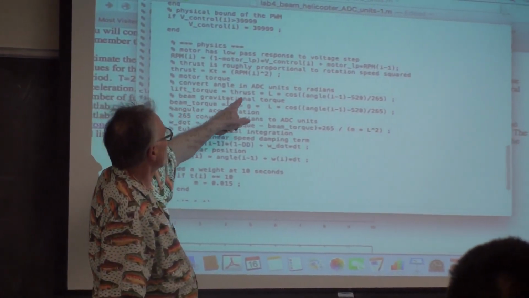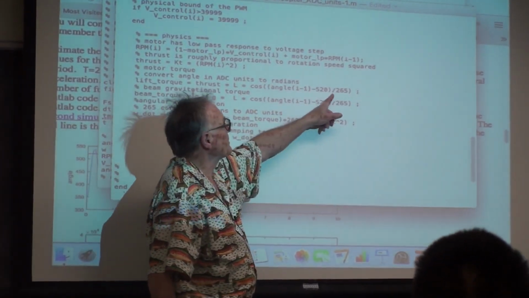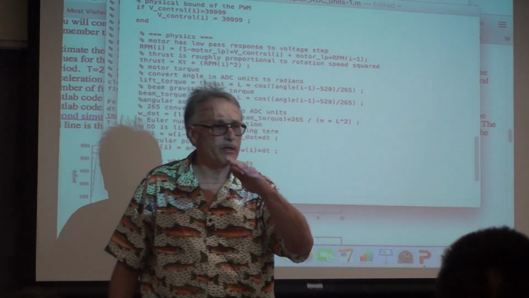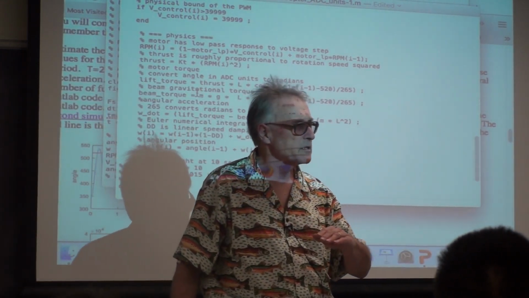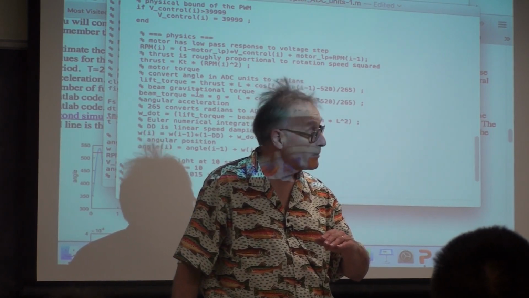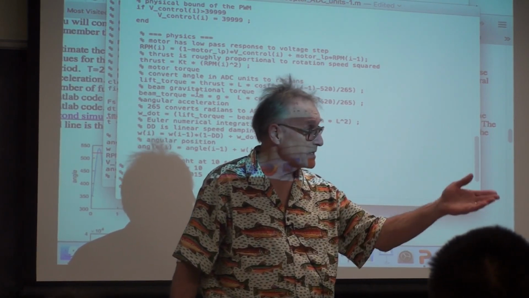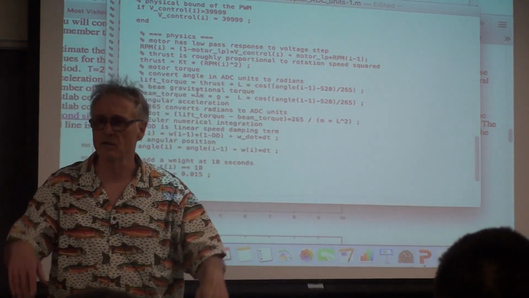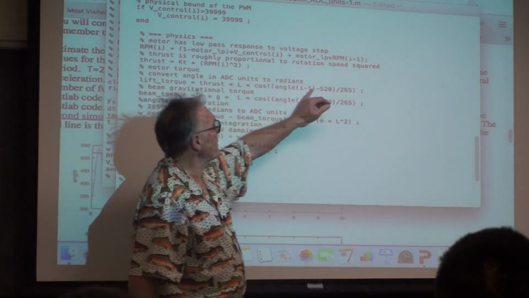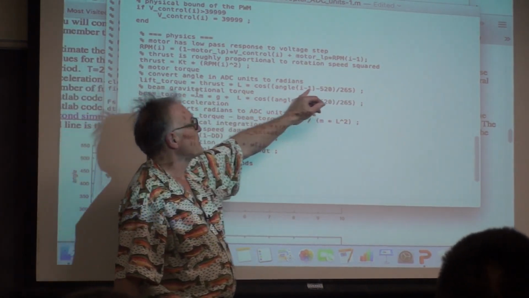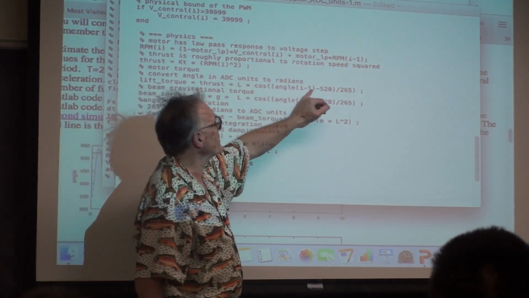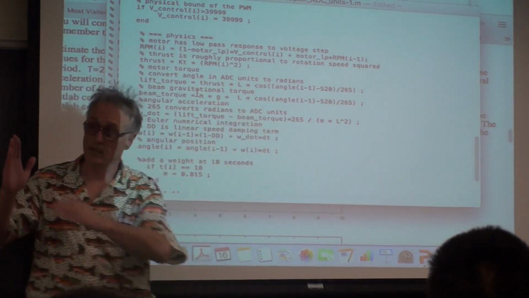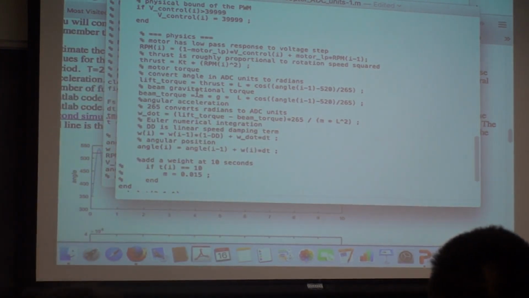So the lift torque is the thrust times L, and that cosine probably shouldn't be there. But since the maximum and minimum angle are plus minus 30 degrees, what's the cosine of 30 degrees? You don't remember that? 0.866. So even if this isn't here, it's only 10% off. For simulation, that's good enough. And in fact, leaving that out doesn't really change the simulation very much, but it probably shouldn't be there.